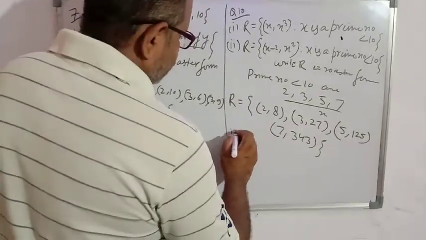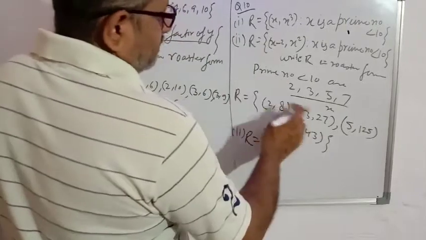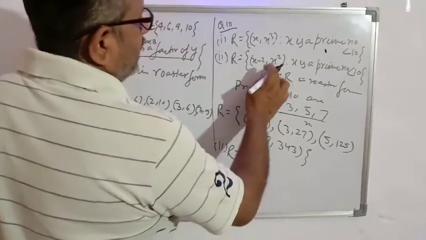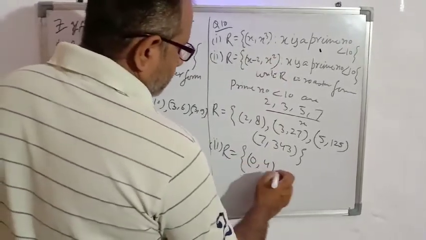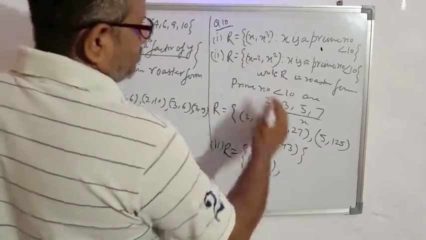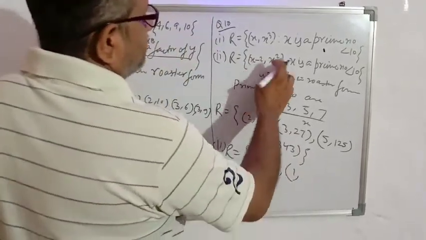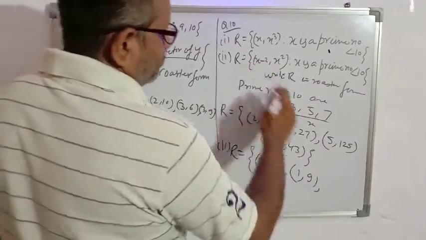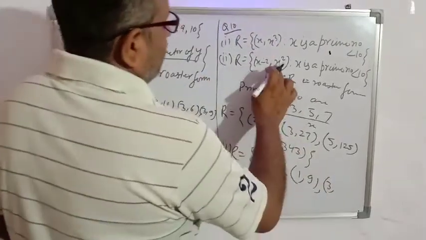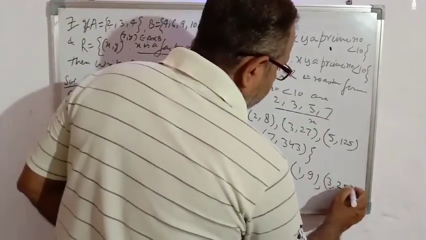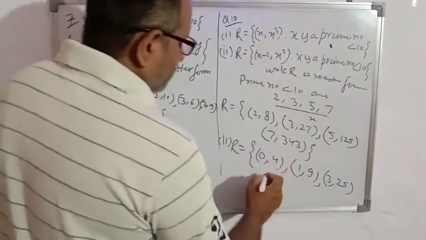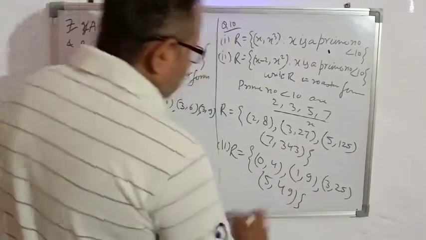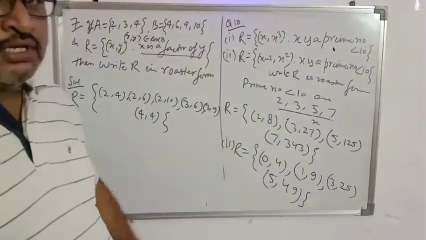Second part, take x is equal to 2. So we will write here 2 minus 2, which is 0, and x square means 2 square, so 0 comma 4. Take 3, 3 minus 2 is 1 and 3 square is 9. Then 5, 5 minus 2 is 3 and 5 square is 25. Last, 7 minus 2 is 5 and 7 square is 49. So this is the relation in the roster form.